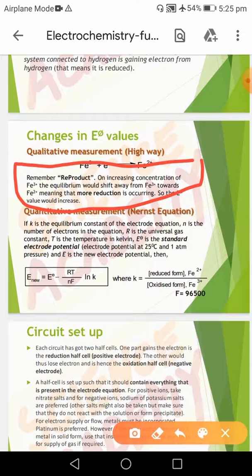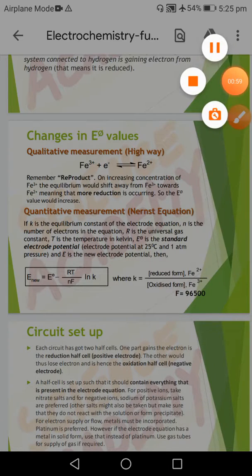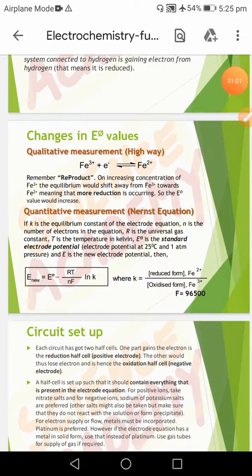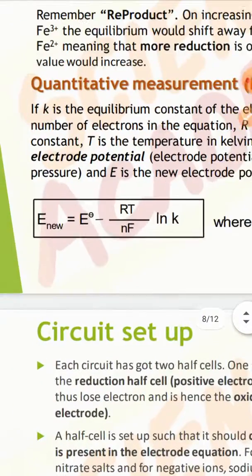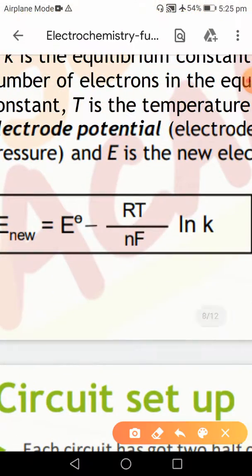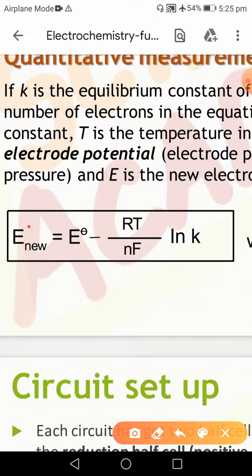That is, if the electrode potential value increases or decreases, then what would be the new value of the electrode potential. Okay, so let's get started. For that purpose, you have to know what is known as the Nernst equation.